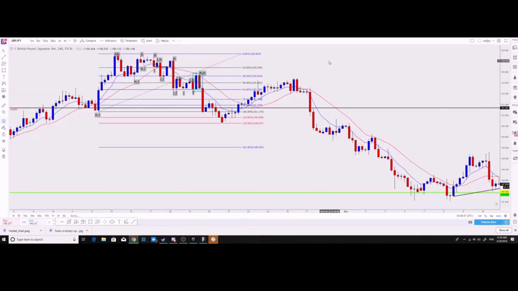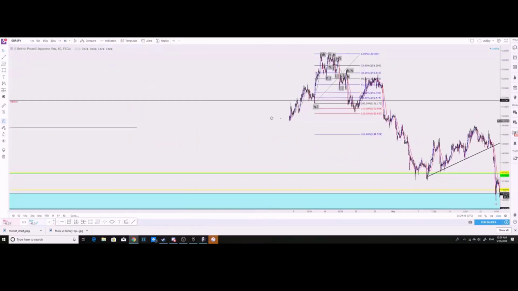You want EMAs to be crossed blue over red if you're looking for buy opportunities, blue over red on your higher time frames and blue over red on your lower time frames. So that's why I did not enter my sell or my buy in that case. As you can see, the market also formed on the 4-hour time frame a bearish variation pattern, which pushed the market down all the way to 100% retracement on fib. So let's go back to the hour time frame.